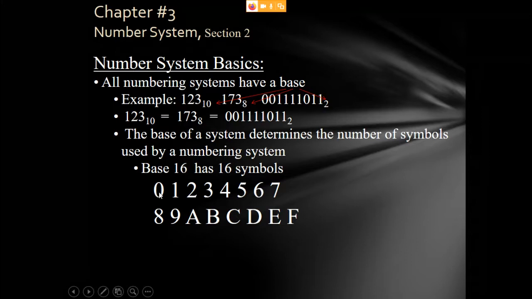And since decimal only has 10, which are 0 through 9, how are we going to symbolize 6 more symbols? And so what they've chosen to do was to use the first 6 letters of the alphabet. So A, B, C, D, E, and F are considered symbols when you're talking about hexadecimal.